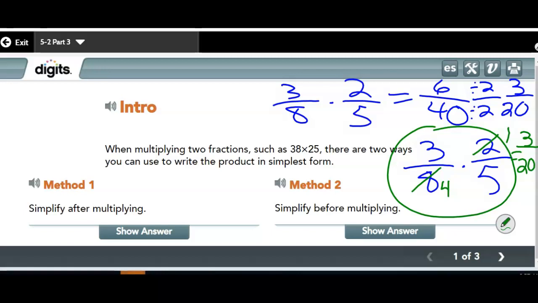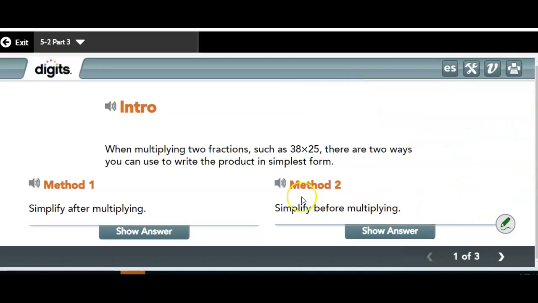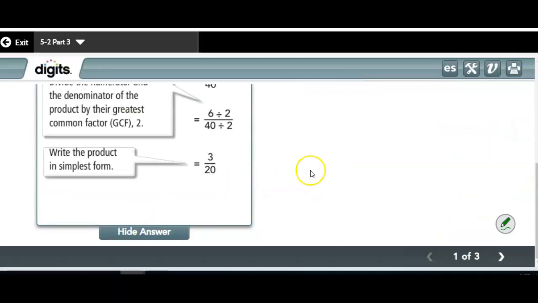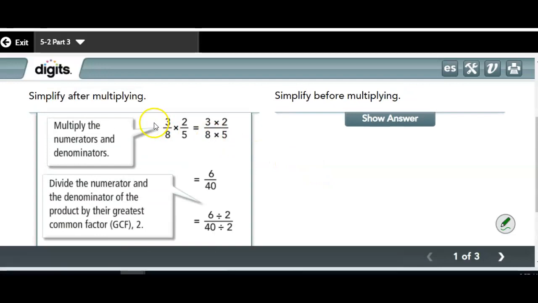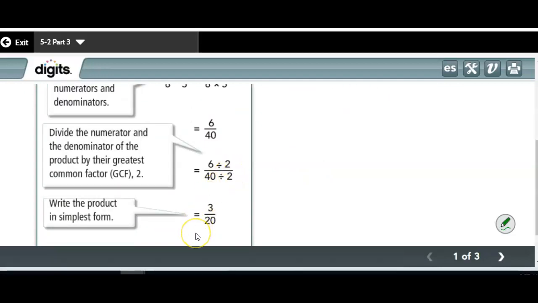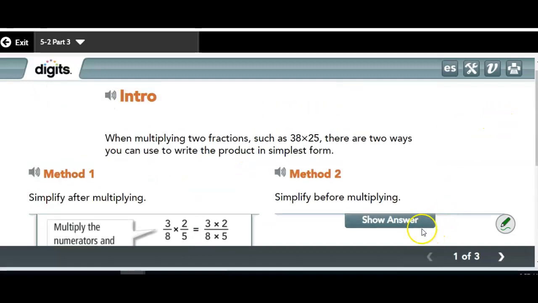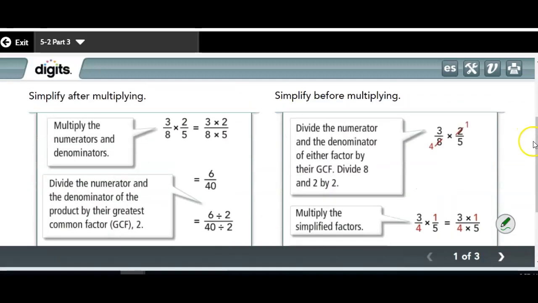In part 3, this just shows you the simplifying after you've multiplied. So you've done your multiplication, you get 6/40, divide by 2, get 3/20. That's what all of you did your first time. Again, this is what I just showed you. Divide the numerator and the denominator of either factor by the greatest common factor. So divide 8 and 2 by 2.